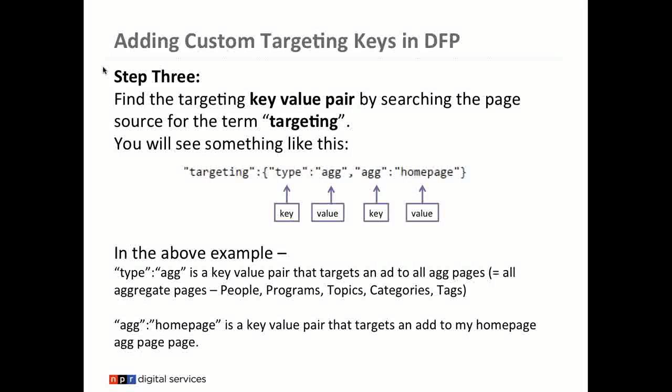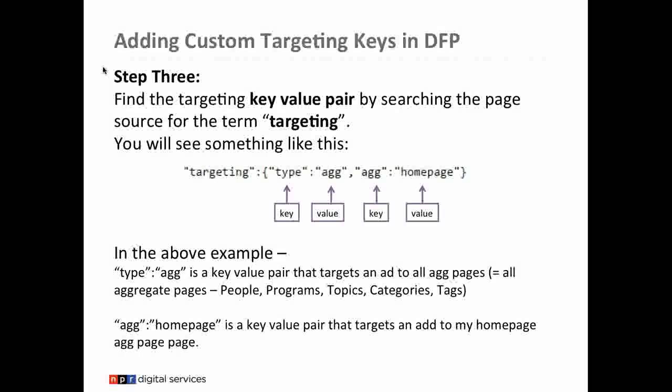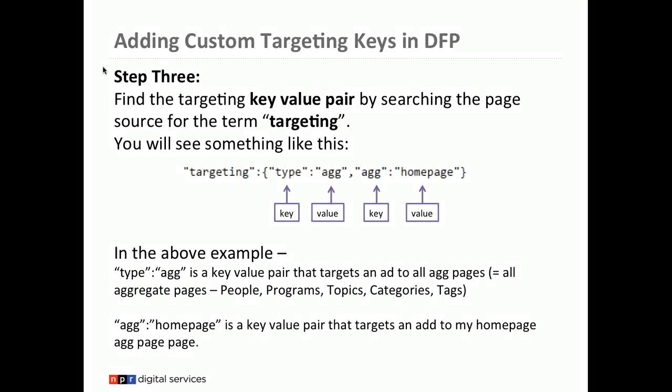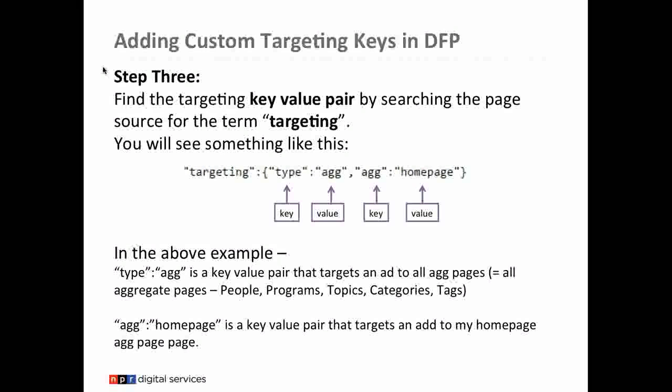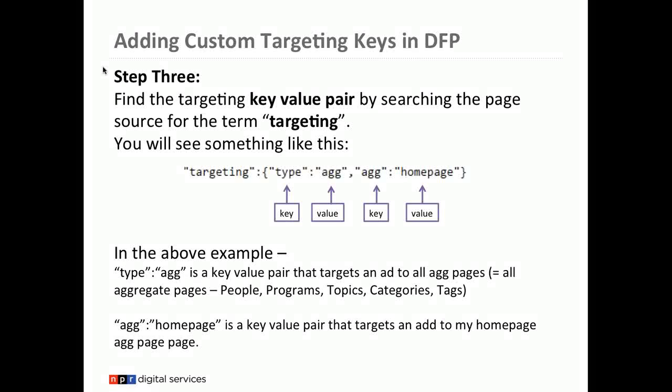So on your site, on Backstage for now, you would find the appropriate page, program, topic, category, person, or post. You can make it as granular as you want, or you can make it as broad as you want. So if you want an ad to show up on all of your categories, you can set that. If you want an ad to show up on all of your post pages and only on all of your post pages, you can set that up as well.